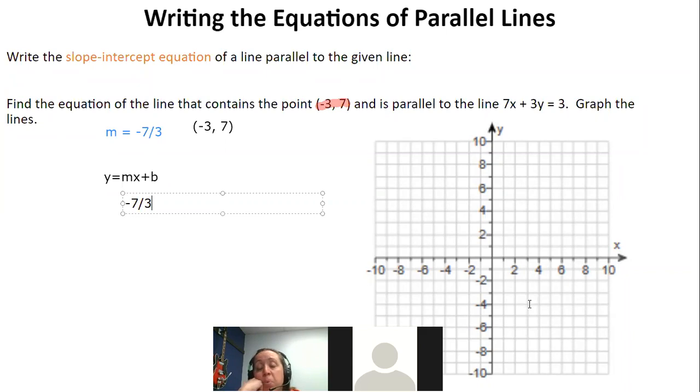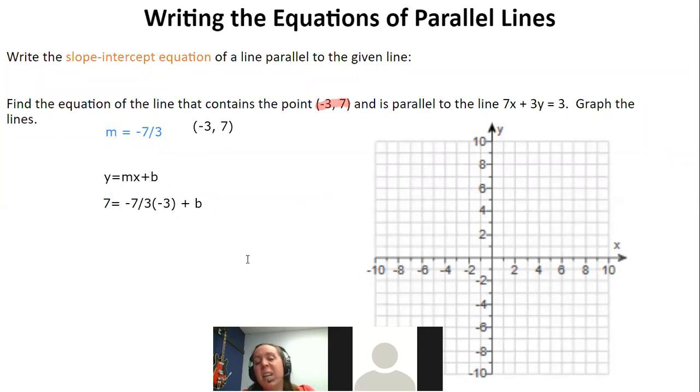Yeah, I heard someone whisper it. It sounded good. -3 and 7. Yeah, that's right. So my x is the -3. I don't know the b. That's what I'm doing all this to find out. And then my y is the 7.